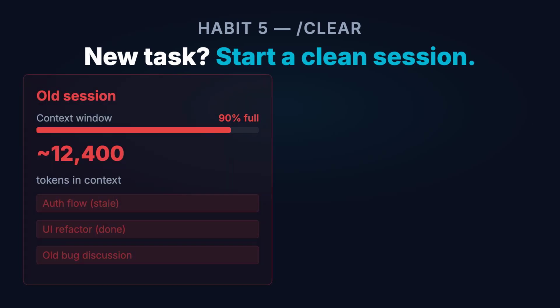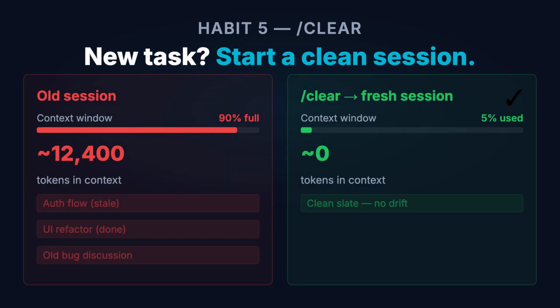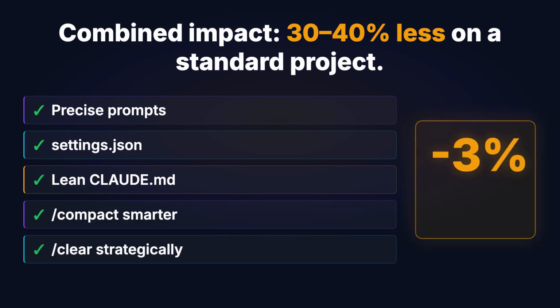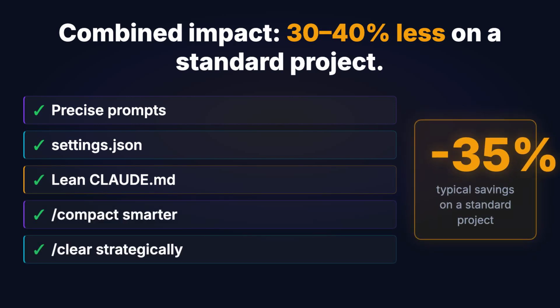Habit 5. Use clear strategically. When you switch to a completely unrelated task, clear your session entirely. There's no reason Claude needs to know about your previous database migration when you're now writing a CSS fix. Combine these 5 habits, and you're typically looking at a 30 to 40% reduction on standard projects. That's real money. Or real headroom, depending on how you're billed.